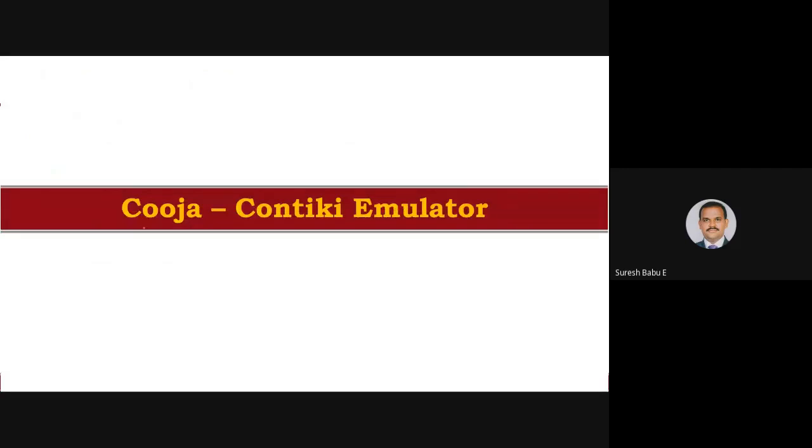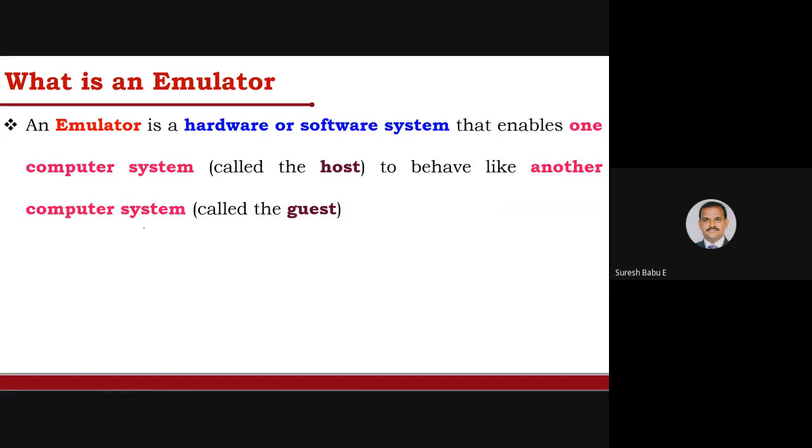Now, we will see what Contiki is, which is a network emulator, because we want one system to behave like another system. Suppose, for example, if I go to the HOD, I behave differently. When I am interacting with the students, my behavior is different. So the same person has two behaviors. Now we are going to emulate it. An emulator is hardware and software that enables one computer system, which we call the host, to behave like another system, like a guest node which can be created.